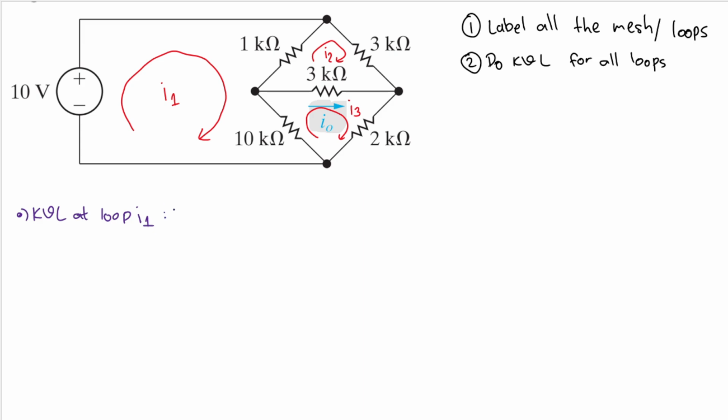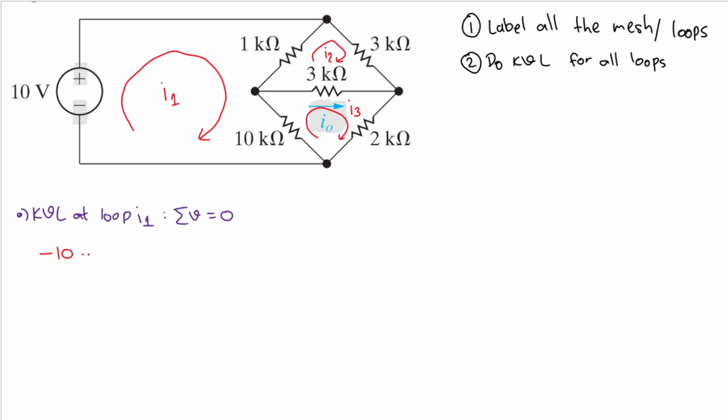KVL says that the sum of the voltages in a loop will equal 0. And we have to be very careful about the sign of KVL. Here, let's start with this 10-volt voltage source. The current here is flowing from the negative terminal, because it comes from here and it goes here. So it goes from negative to positive, and that will make our sign negative. So we have minus 10 here.